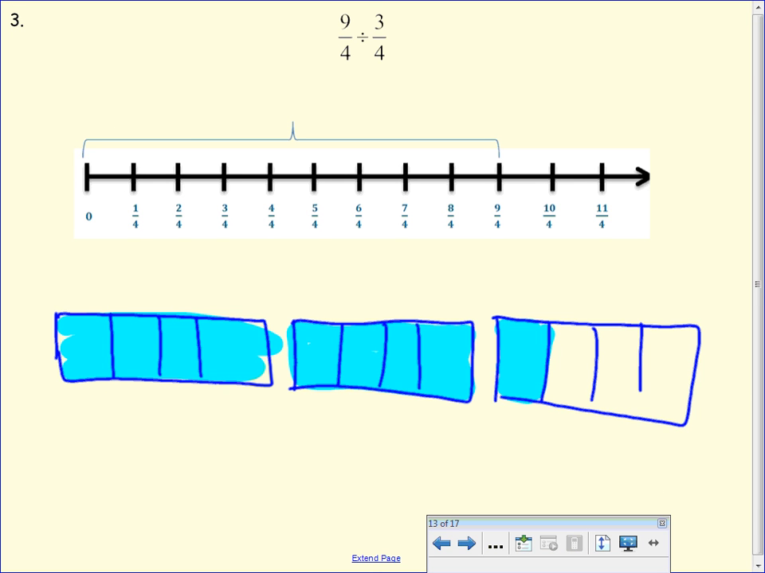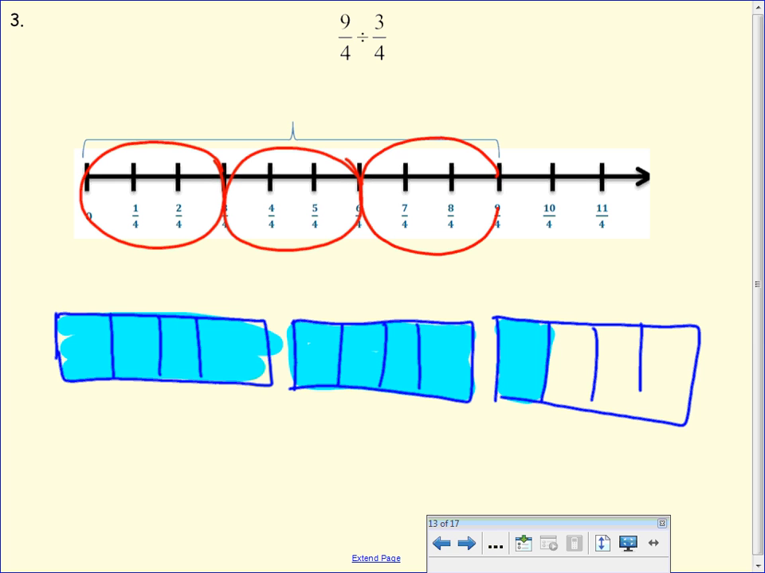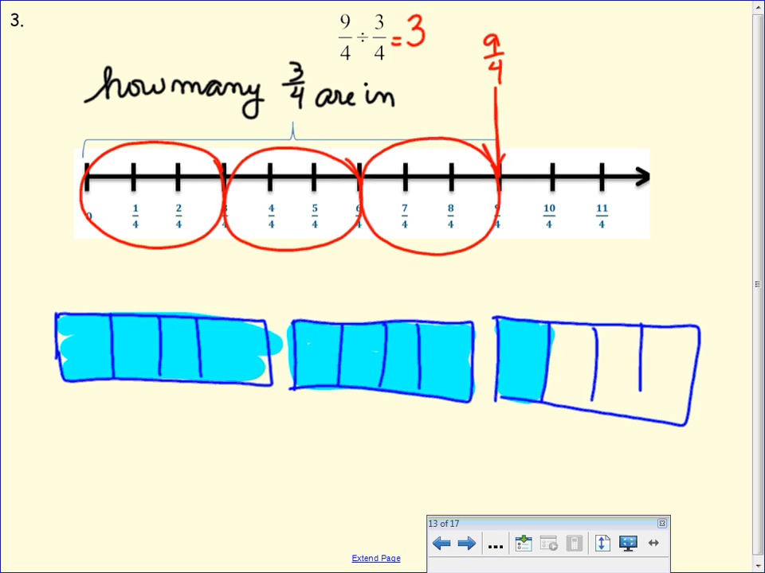It's your choice. So if we look at the number line, we're looking for groups of 3/4. So here's a group of 3/4. Here's a group of 3/4. And here's a group of 3/4. I'm stopping here because that's my 9/4. I don't care about 10/4 or 11/4. I was only looking at the group of 9/4. So how many groups did I make? 3. Oh, I forgot to write my sentence, because you're going to have to do that on your homework.